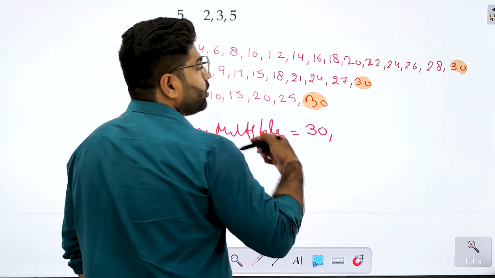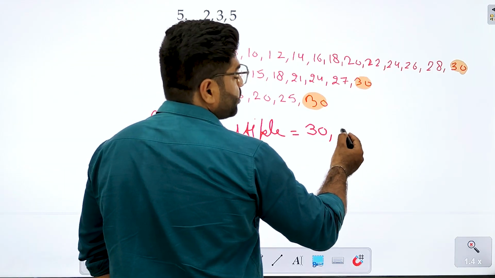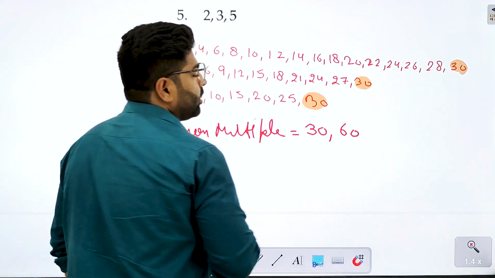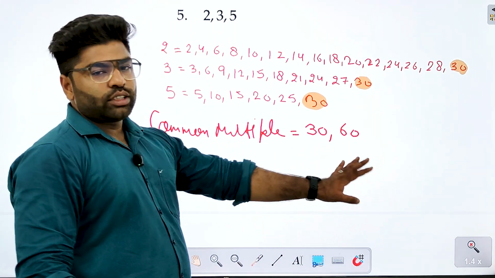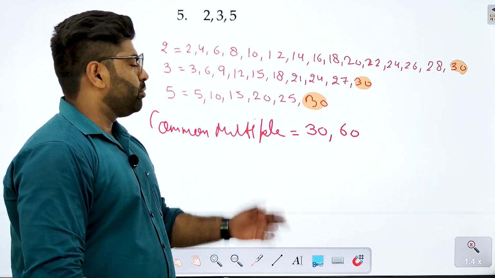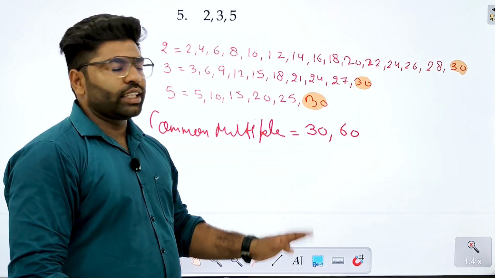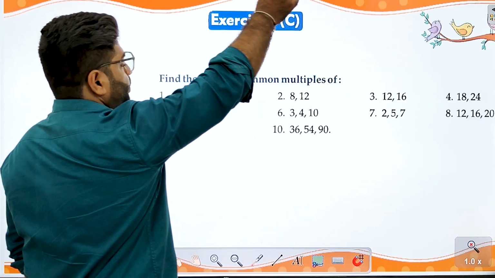So if we have to find out the next common multiple, this will be 2 times of this number, that is 60. Clear? So you can just multiply these common multiples by another way. You can find out just like this.